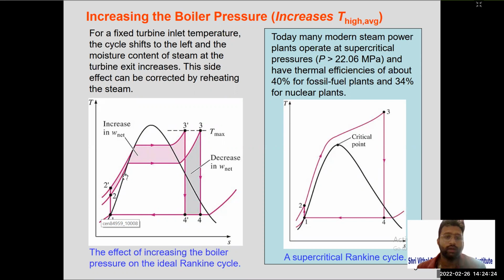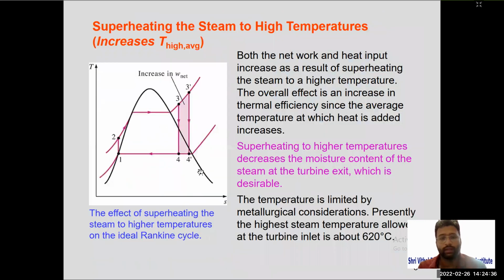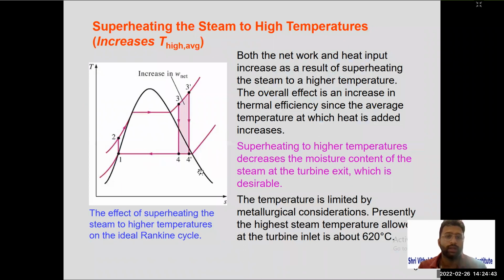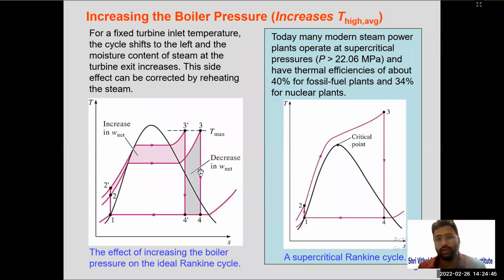You can see that the area in the vertical direction has increased, this pink area, but there is also a decrease in area on the left side. In the previous case, we could definitely say that the area is increasing, that means net work is increasing and efficiency is increasing. But in this case we cannot confidently say whether the net area is increasing or decreasing. So based on calculations we have to decide whether the efficiency is increasing or decreasing.